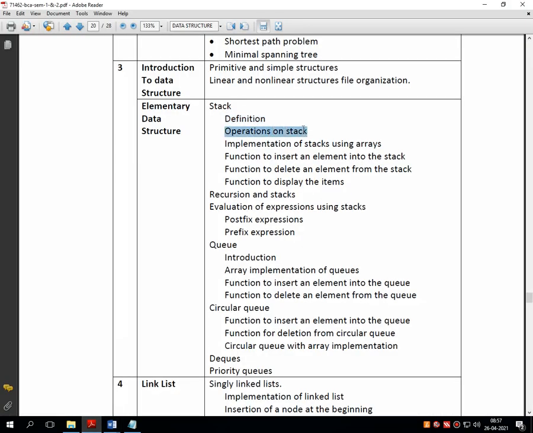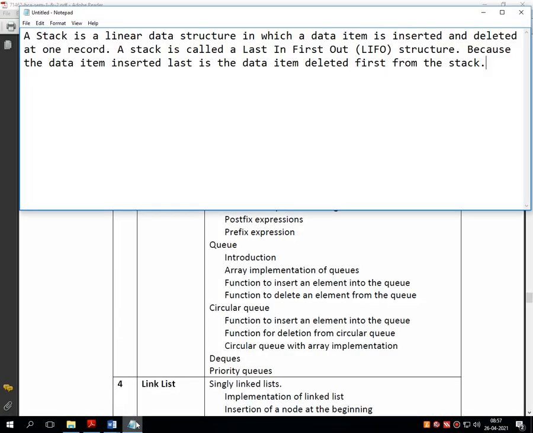This stack consists of various types of operations. So stack operations are number 1 push, number 2 pop, number 3 pip, and number 4 update. So these are the stack operations: push, pop, pip, and update. Where pip and update are similar.